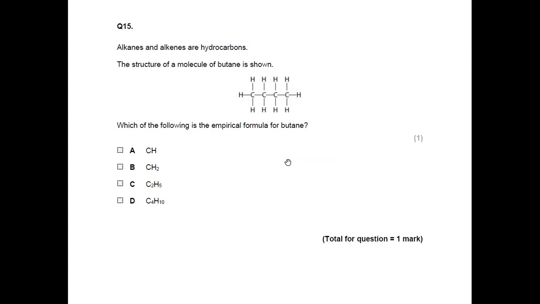Alkenes and alkanes are hydrocarbons. The structure of a molecule of butane is shown. Which of the following is the empirical formula for butane? Miss, what is empirical formula? Is it the simplest ratio? Yes, the simplest ratio between the atoms in a molecule.